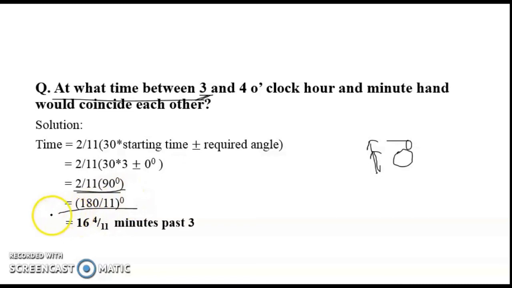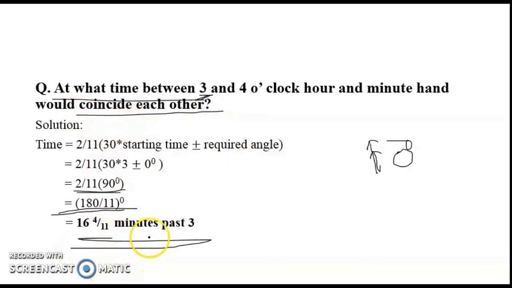So convert this 180 by 11 degree into integer form. This is the integer form, 16 4 by 11 minutes past 3. So this basically means 3 hours 16 4 by 11 minutes. So this is the answer when they are coinciding with each other, this is the time between 3 and 4 o'clock.